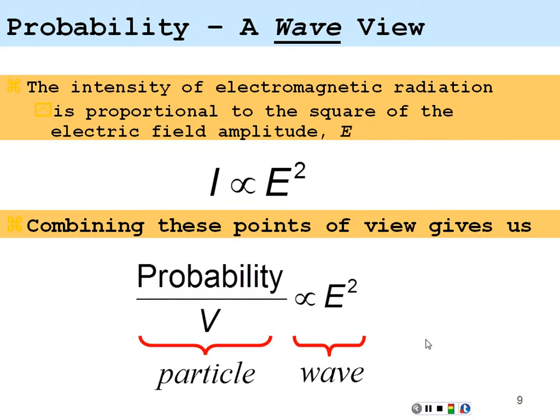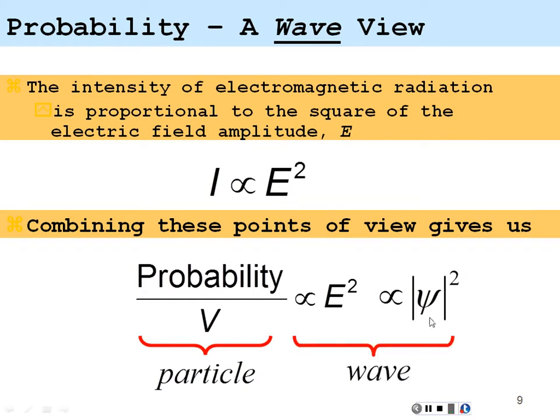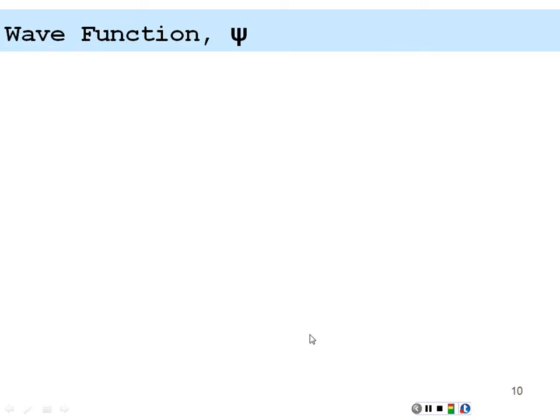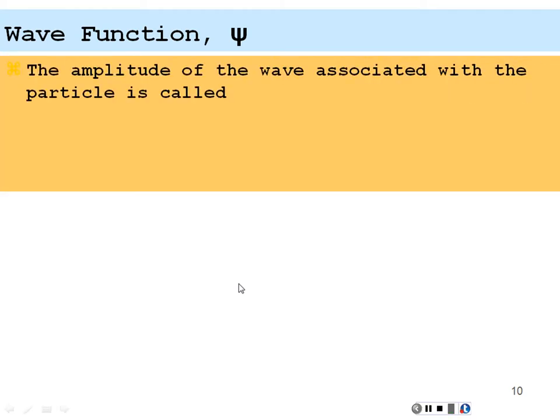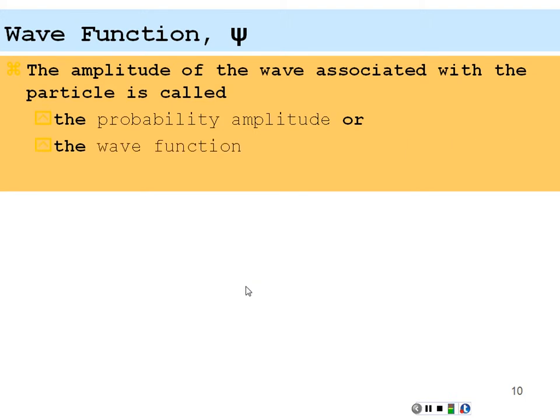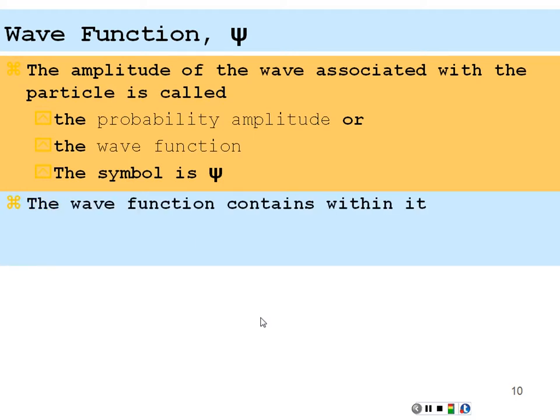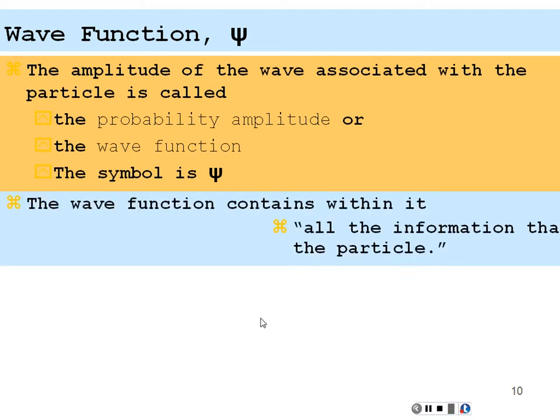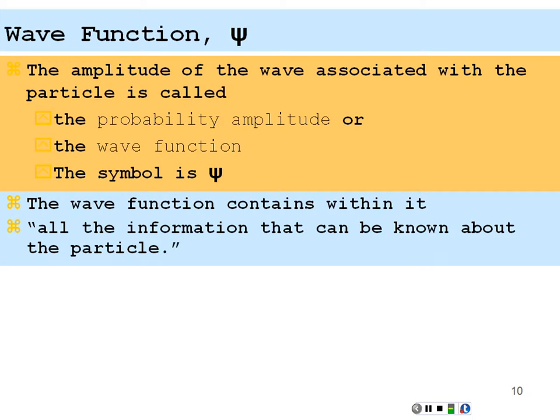Electric field amplitude for a particle cannot be associated, but we can associate a different amplitude, the wave amplitude of the particle, which we designate as psi. That squared would be the probability amplitude. In other words, we've associated with the particle a wave function called psi. It's the probability amplitude or wave function of the particle. And the symbol, of course, is indeed psi. This wave function contains within it all the information that can possibly be known about the particle.